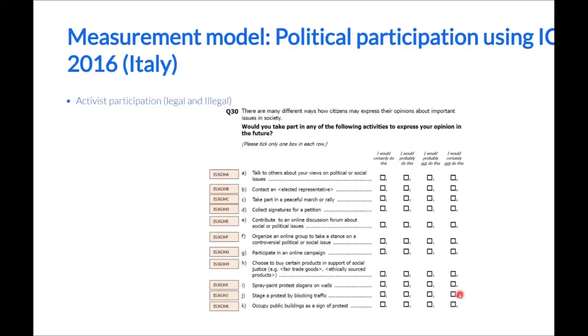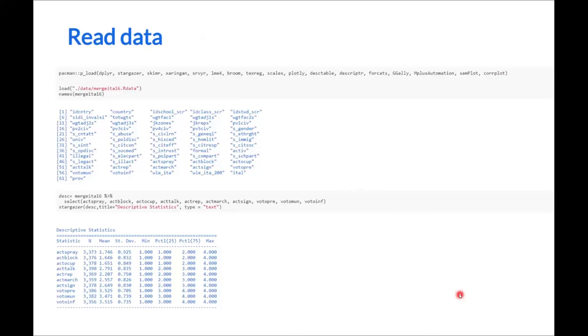Okay. Now I will combine the parts of the code. In the first step, we can observe the means. For illegal activism, the mean is very low. For legal activism, it's in the middle, and for formal participation it's a little high. That is just a description of the data.